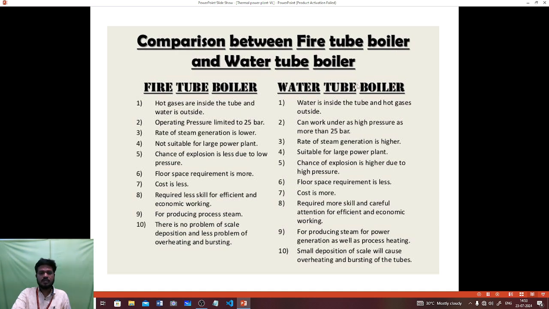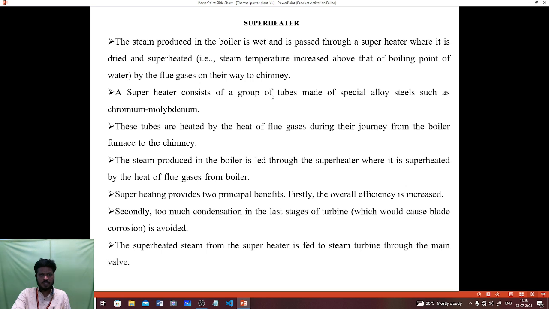In a water tube boiler, a small deposition of scale will cause overheating and bursting of the tubes. Now we are going to see about the superheater which is used in a thermal power plant.